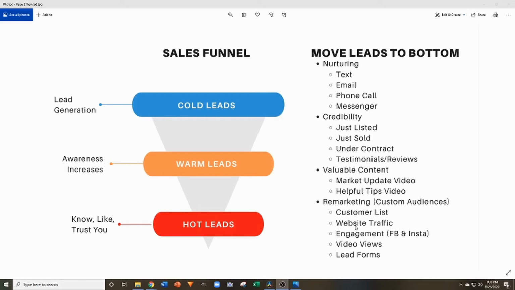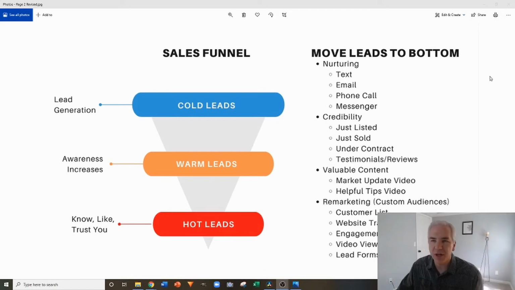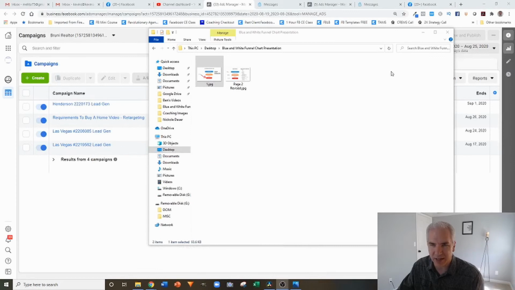people that are engaging on your Facebook page or on Instagram, people that have watched a video, people that have filled out one of those lead generation forms. There's different ways that we can track people, but what we do is we help our clients set up these custom audiences where we continue to run ads and stay in front of people with these types of content and these kinds of things. So with that being said, let me go ahead and start showing you some examples.